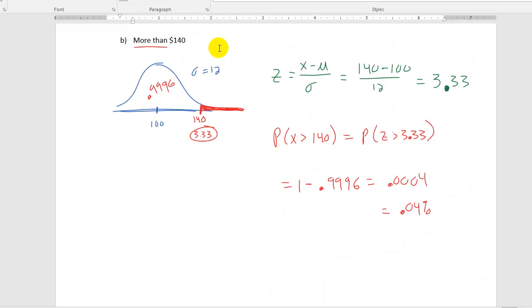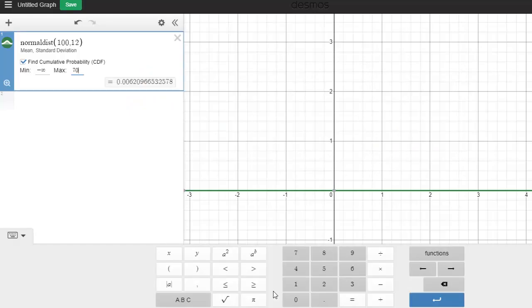Now, for this problem, it's the same data set. Mean was 100, standard deviation 12. So here's 100, here's 12. I'm finding the probability that it's more than $140. So again, by hand, I'm having to compute a z-score and then look in my standard normal table.